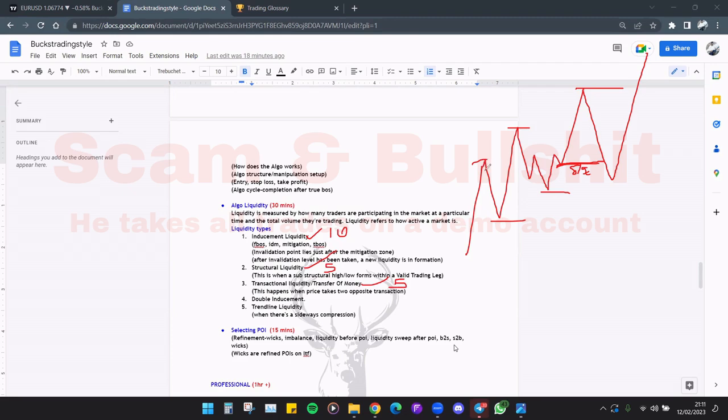And also, some of these, right? If price reacts from an unmitigated week, you can mark it too. Okay? So 10, 5, 5. You understand?